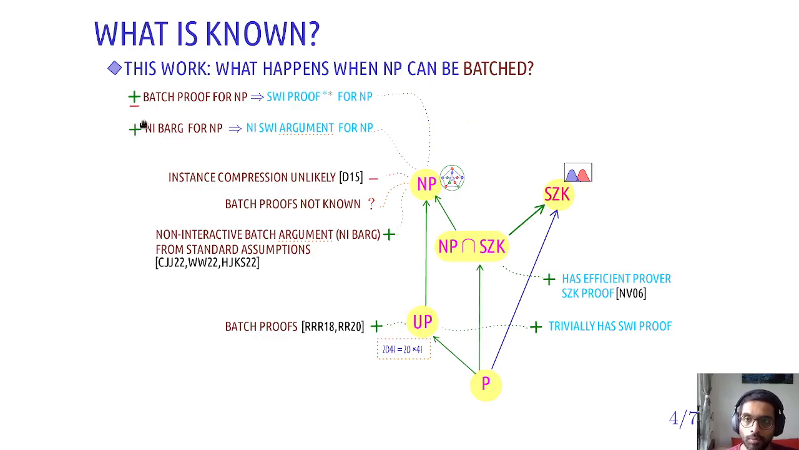Our second result is for the non-interactive setting. We show that if NP has non-interactive BARGs, then it also has non-interactive SWI arguments. So as a consequence, all of these results lead to hiding protocols.